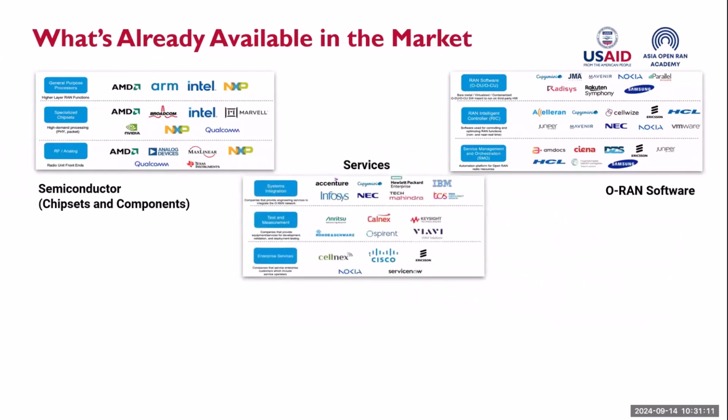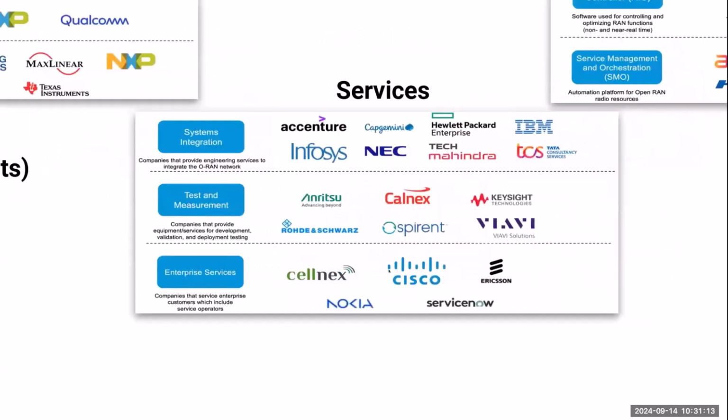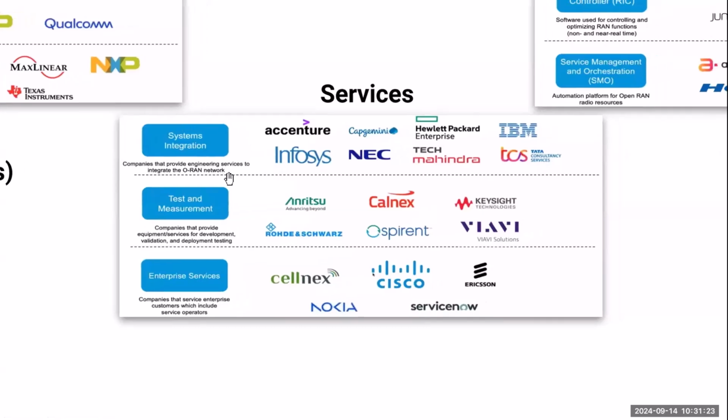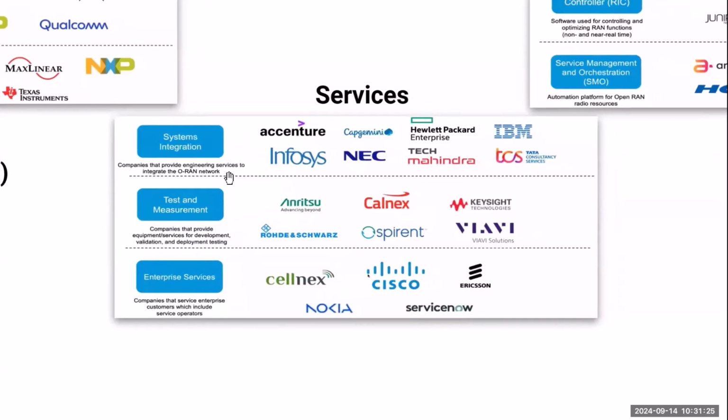So services, for implementation and integration of the system, nandyan yung system integrations. So sila yung magbubuhay ng mga Open RAN system. These are the companies that provide engineering services to integrate the O-RAN networks. Accenture is one of them. Infosys, Capgemini, NEC, Hewlett-Packard, Tech Mahindra, IBM, TCS, no?